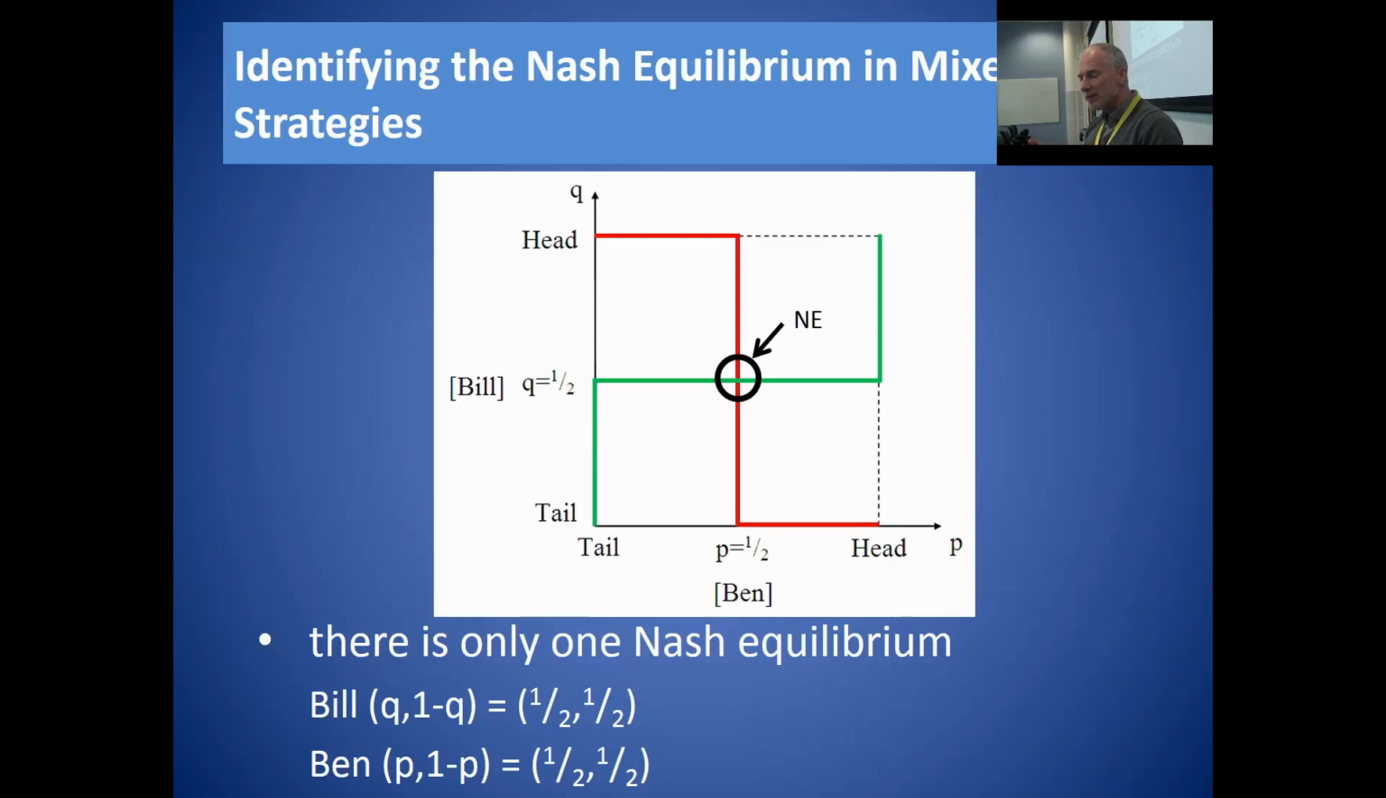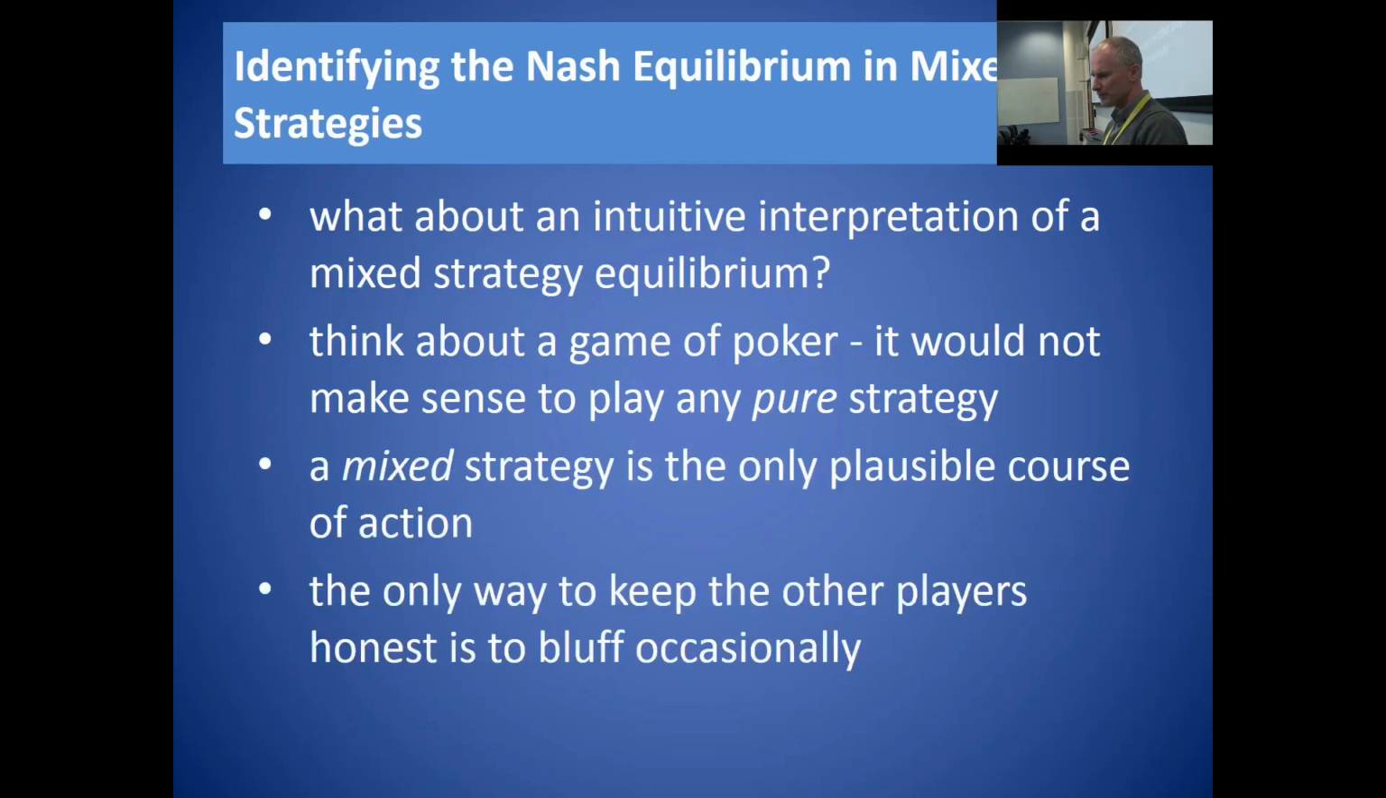But in this game, there was only one Nash equilibrium because these best response lines only cross in one place. So there's only one outcome where both players are choosing a best response. And where all players are choosing the best response, that accords with our notion of a Nash equilibrium.